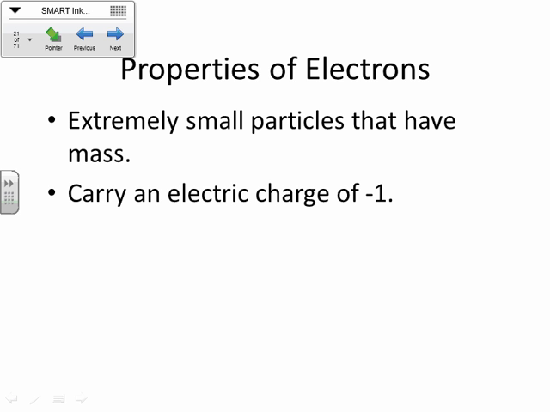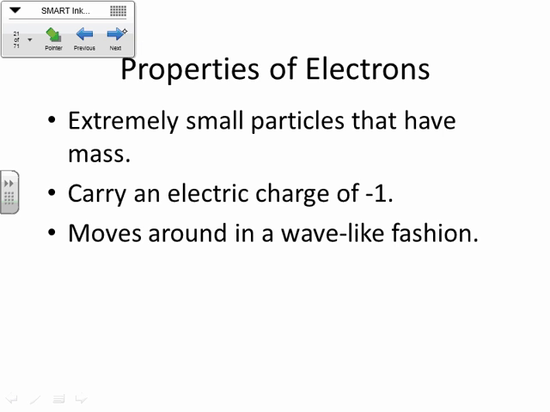Do you know what charge a proton has? A +1, okay? So you have one proton, one electron, they balance each other out, +1 and a -1, so it's neutral at that point. If you have the same number of protons and electrons, the atom is neutral. We've talked about that before. So they have an electric charge of -1.